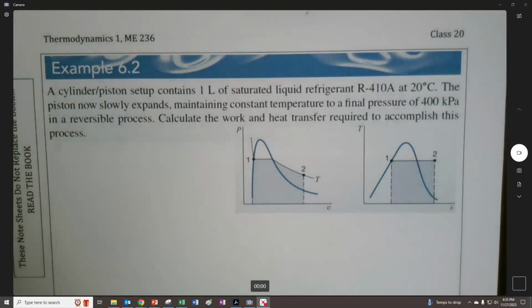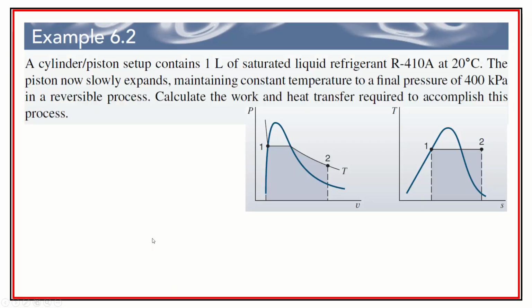Continuing on with chapter 20, here is example problem 6.2. We have a cylinder piston setup that contains 1 liter of saturated liquid of R410A at 20 degrees Celsius, and the piston slowly expands, maintaining constant temperature to a final pressure of 400 kPa in a reversible process. So it's constant temperature, an isothermal process. Somehow we're able to, outside of the vapor dome, continue to be at a constant temperature. We want to calculate the work and the heat transfer required to accomplish this process.